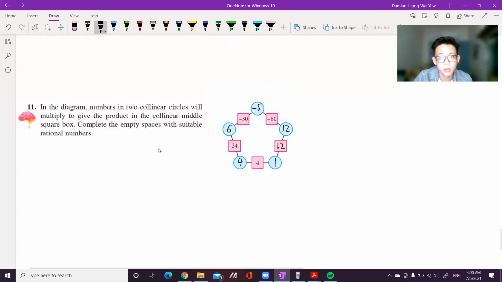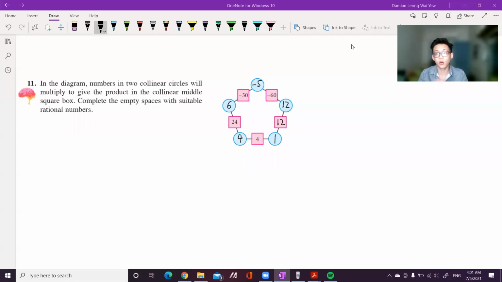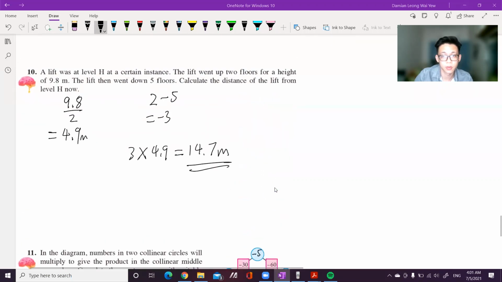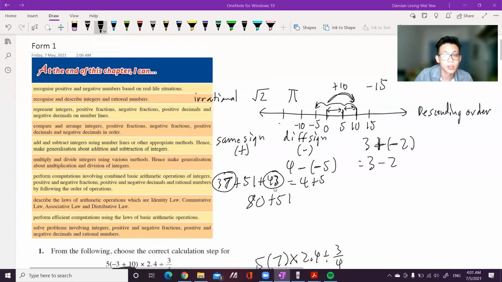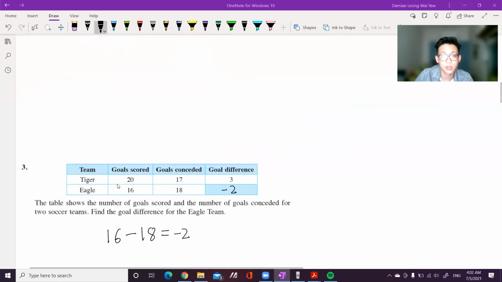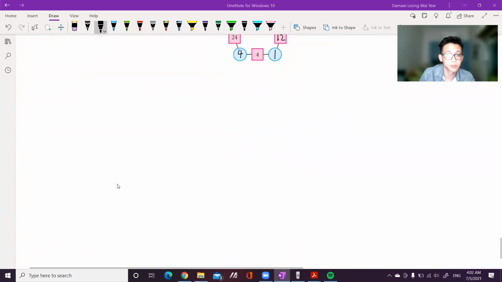Okay. So that's basically all the questions in the summary part of the textbook. The only thing left out here that's not covered would be the laws of arithmetic operation. Okay. So let me just describe to you the different laws of arithmetic operation as well.